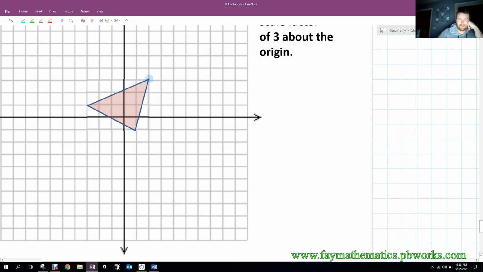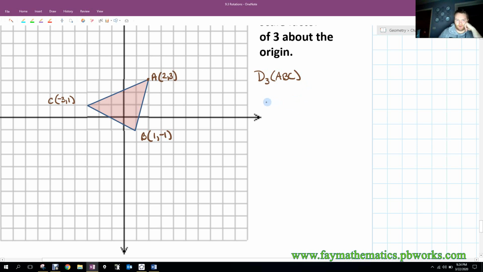I'm going to call this point A, and it's located at 2, 3. B is located at 1, -1, and C at -3, 1. And what you're going to see them say is something like this. They'll say dilate by a scale factor of 3 the figure ABC.